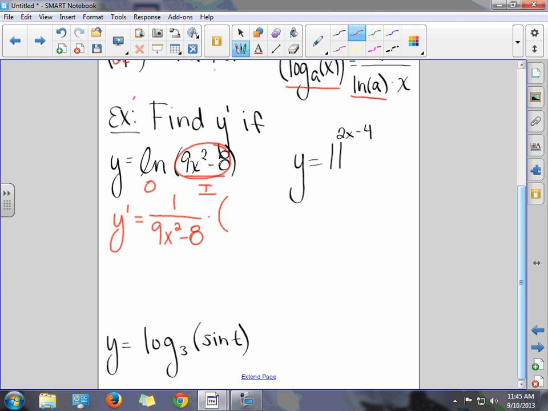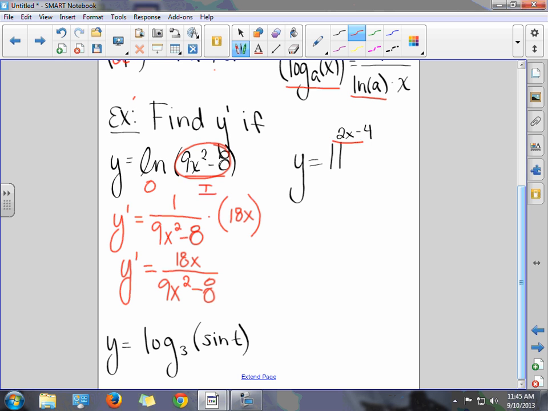And then I have to multiply by the derivative of my inner function. The derivative of 9x squared will be 18x, and the derivative of negative 8 is just 0. So if I clean it up just a little bit, y prime is 18x all over 9x squared minus 8. That's it. That's pretty easy, right? I wouldn't clean it up. You can't even divide everything by 2, so that's as simple as it gets.